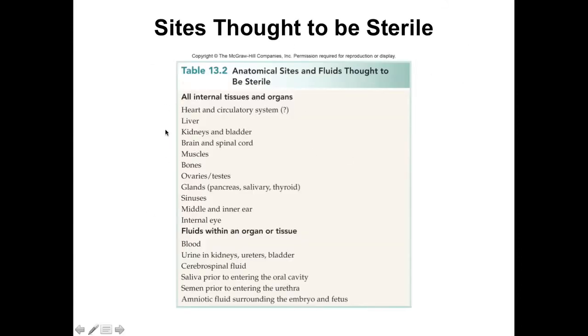So these are sites that are thought to be sterile. You can see heart, liver, kidneys, brain, muscle, bone, but I can guarantee you that the good majority of these aren't actually sterile. You'll find some if you really look. Generally, the ones that absolutely need to be sterile are the brain and spinal cord. You'll rarely find anything in there, and if you do, you're in bad shape. Along with the ovaries and testes. Again, you shouldn't find anything in there. If you do, you're in bad shape, especially when it comes to sterility.